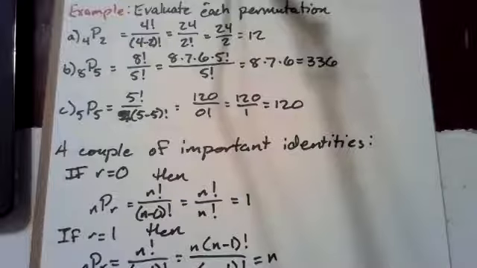5 pick 5 is 5 factorial over 5 minus 5 factorial. 5 minus 5 is 0, so that's 5 factorial over 0 factorial. And we define 0 factorial to be 1, so we have 120 divided by 1, which is 120.